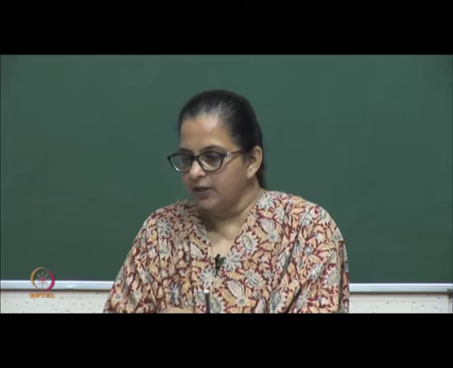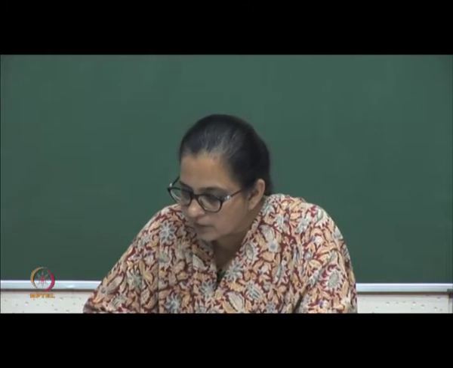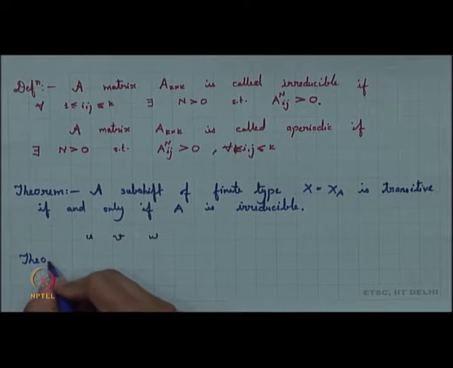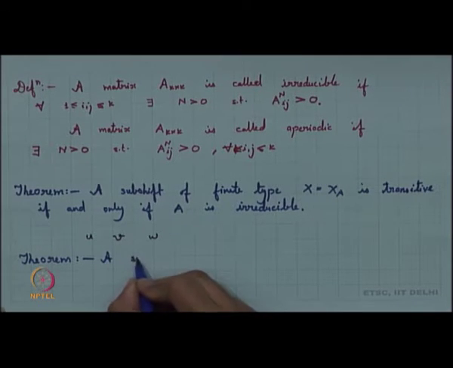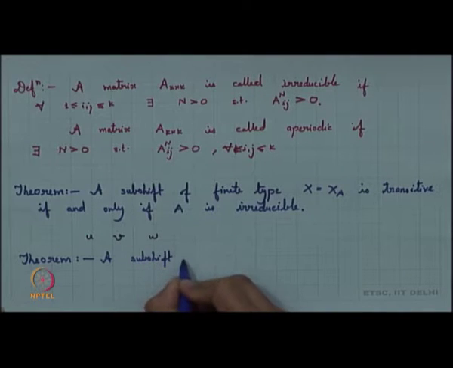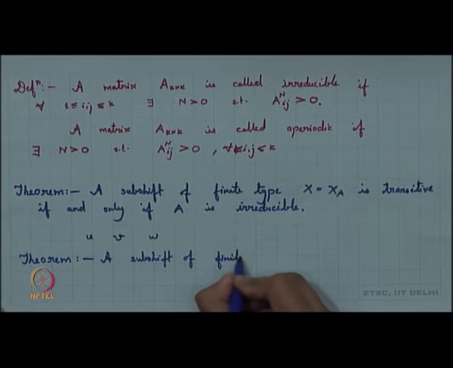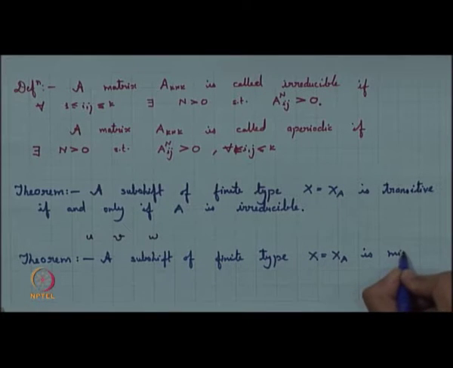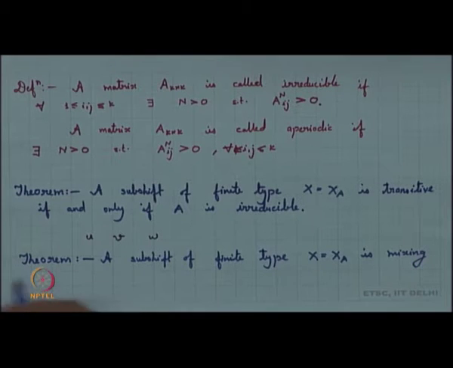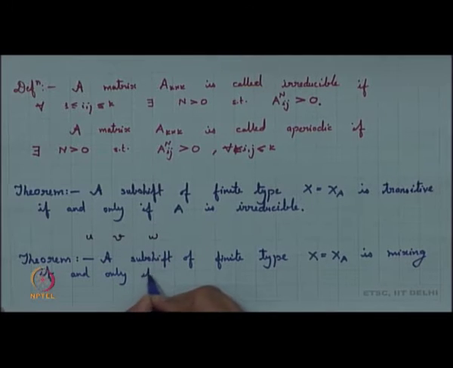We have a second theorem here also, and I think the proof is almost similar. The second theorem says that a subshift of finite type is mixing, and when I call this mixing, it is basically strong mixing, if and only if A is aperiodic.